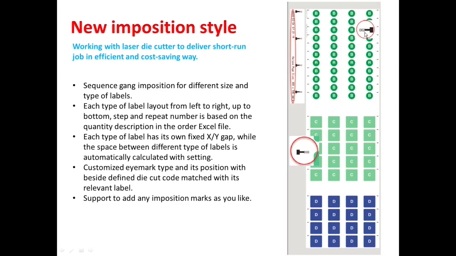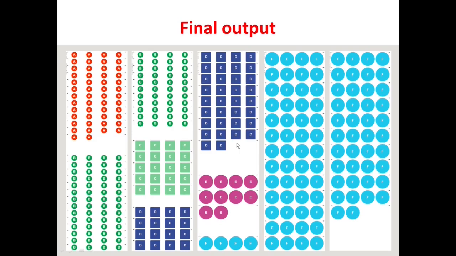And we can put a customized eye mark at both sides or one side, attached with the die cut code. Also, we can add any imposition marks as you like. The final output is like this. This is the final effect.